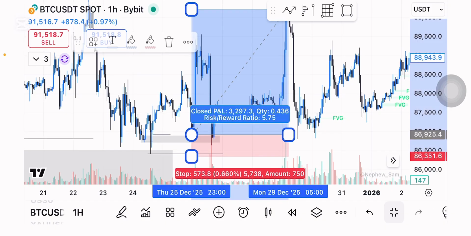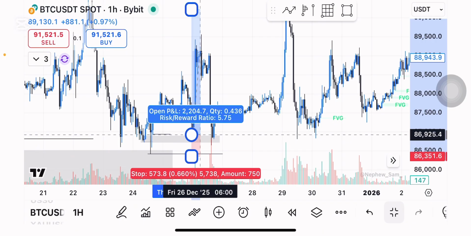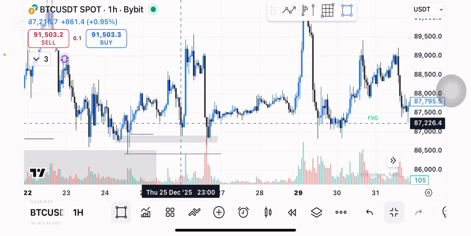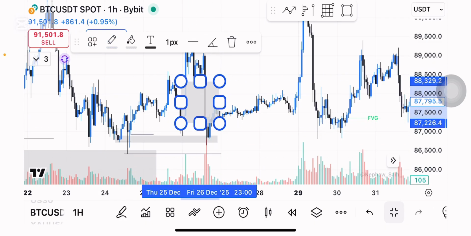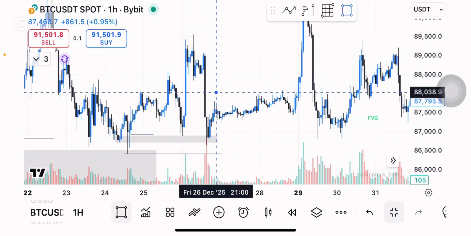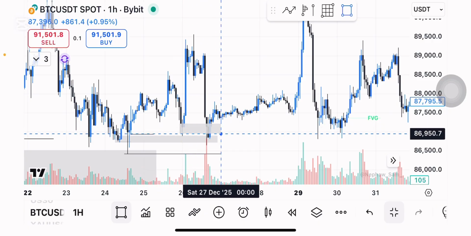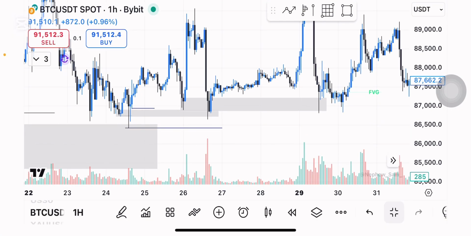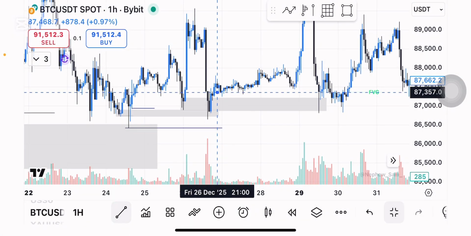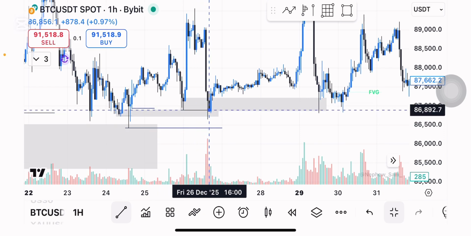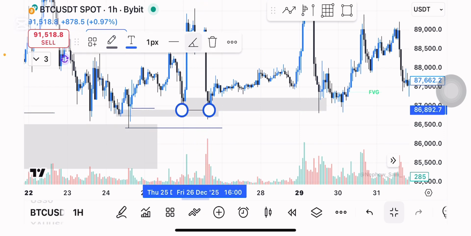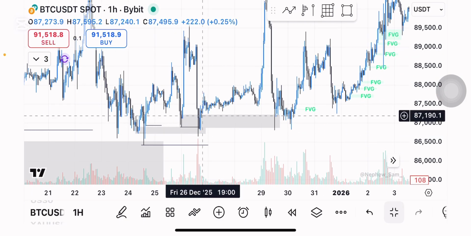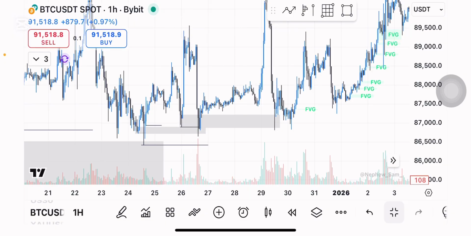So I spotted another one, let me delete this, which was this particular one. So one key concept about it, there has to be a sweep. So this was a sweep of a low, then a break of structure. After this particular sweep, you can see that price rallied and broke structure.